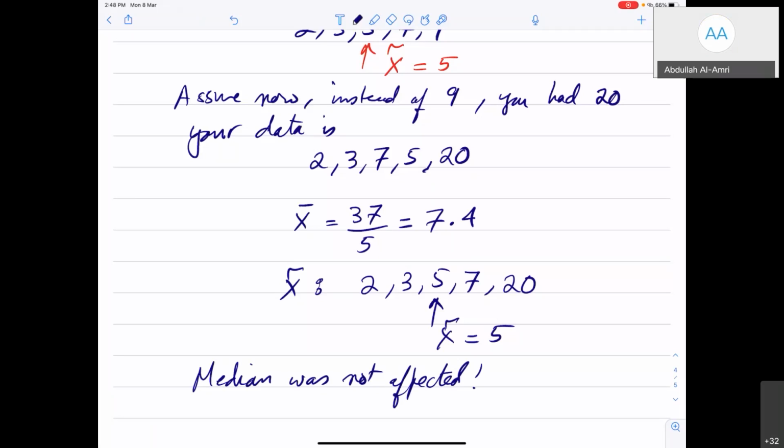Yes, we'll talk about this next chapter, which is parameter estimation. We'll talk about estimating the mean of the population and what's the error in that estimation. So we'll talk about that.